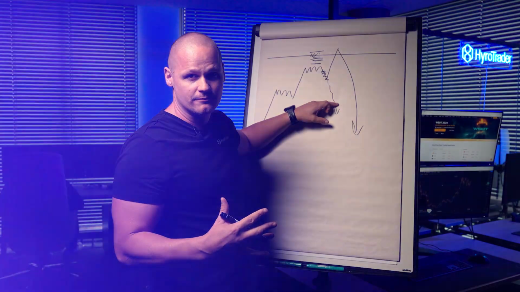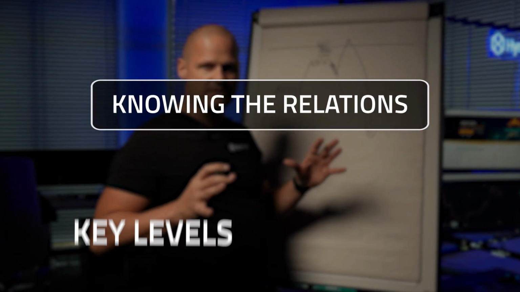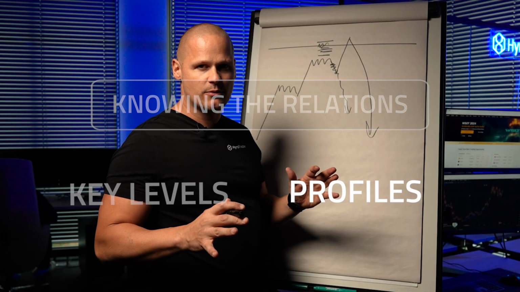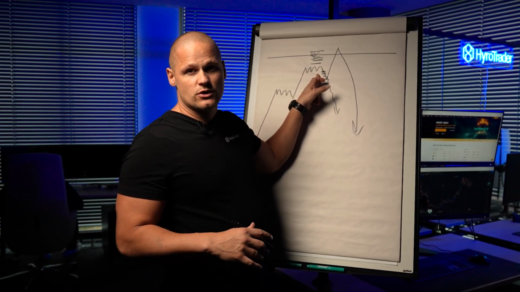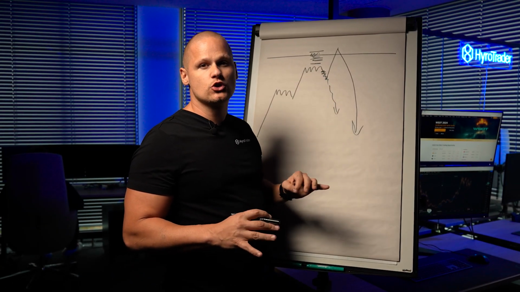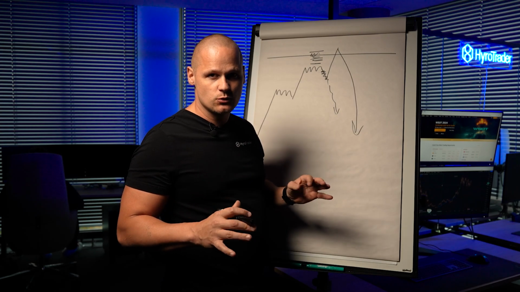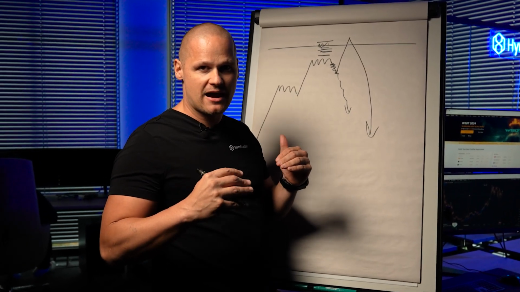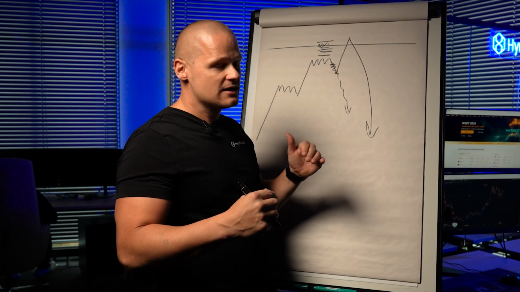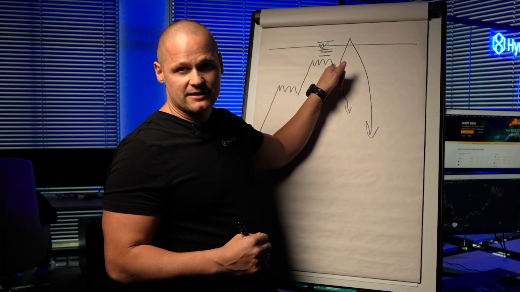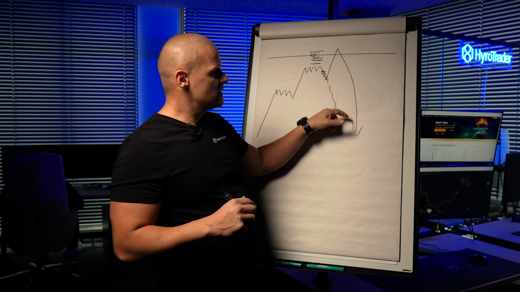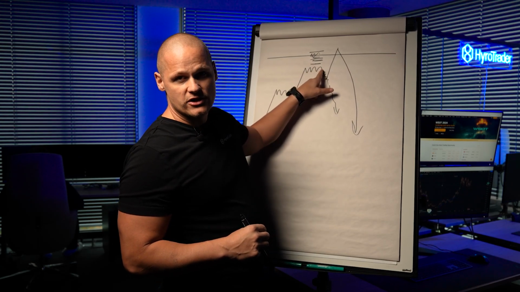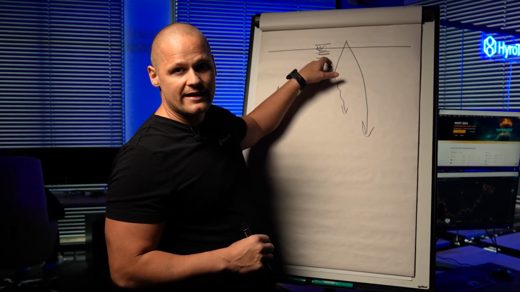So knowing the relations between the key levels and the profiles is very important, because also when you learn this, you cannot use it as a pattern. You don't want to be a pattern trader. You want to put sound logic behind your decisions. So in this case, we've been expecting the manipulation before the price started going down, because we've been getting the accumulation below a key level.